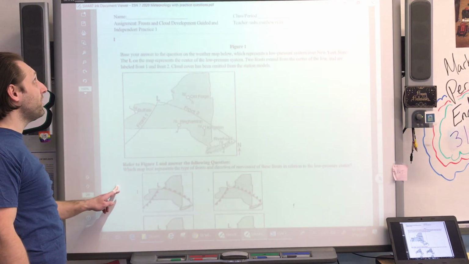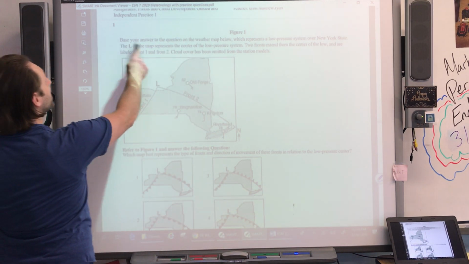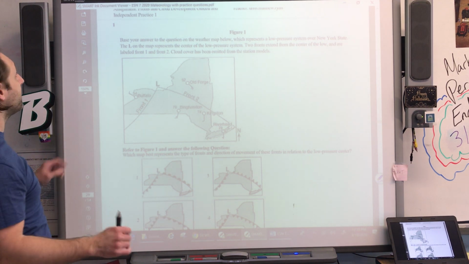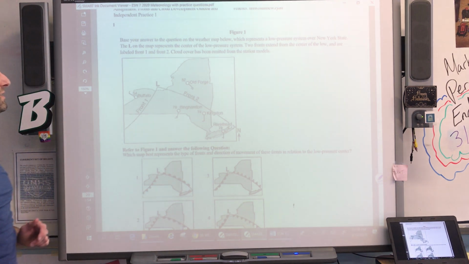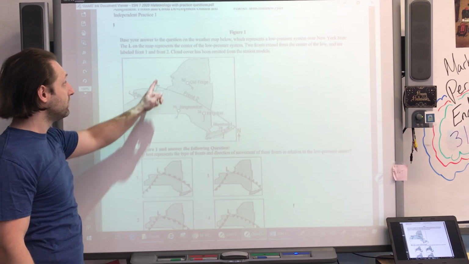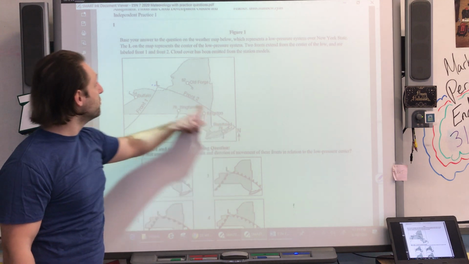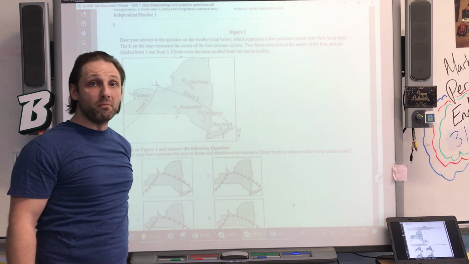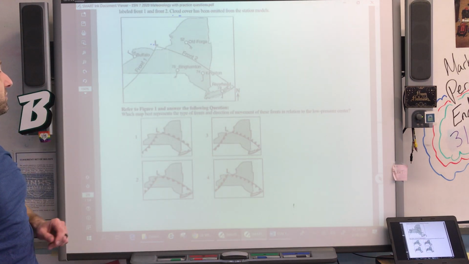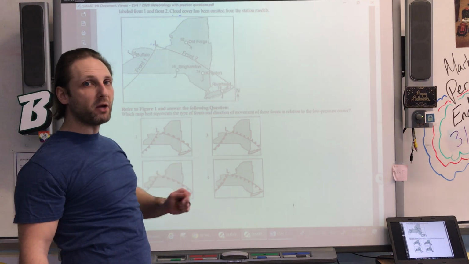All right, so you've had an opportunity to pause the video. Let's read through question 1. We've got figure 1. Base your answer to the question on the weather map below, which represents a low pressure system over New York State. The low pressure on the map represents the center of a low pressure system. 2 fronts extend from the center of the low and are labeled front 1 and front 2. Cloud cover has been omitted from the station models. So here we are being asked which map best represents the type of front and direction of movement of these fronts in relation to a low pressure center.